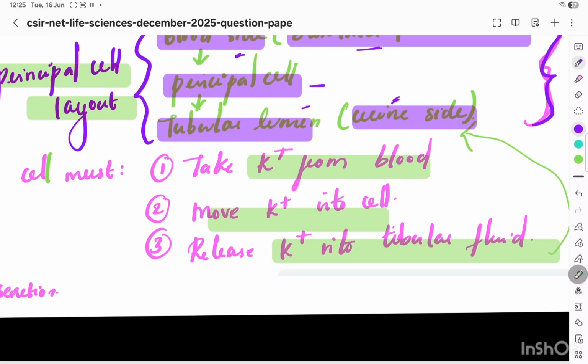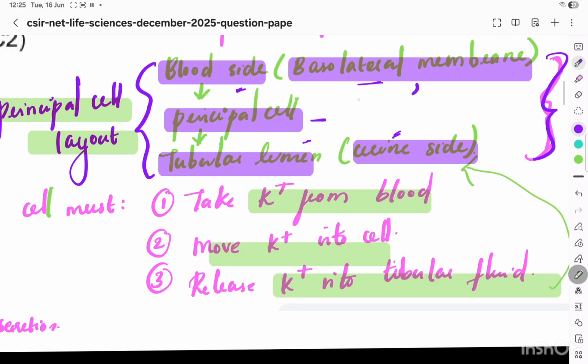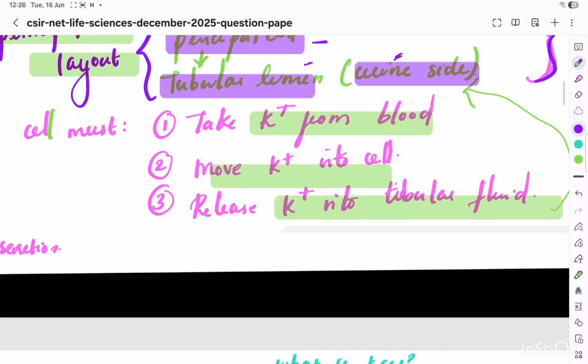First of all, from the blood side, the basolateral membrane, the potassium ion enters from the blood into the cell. So the cell must take K+ from the blood. Then the K+ moves into the cell, and then K+ is released into tubular fluid, that is, to the urine side. So the K+ ion has moved from the blood side to the urine side. I hope you understand this.